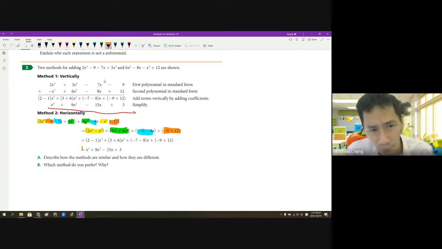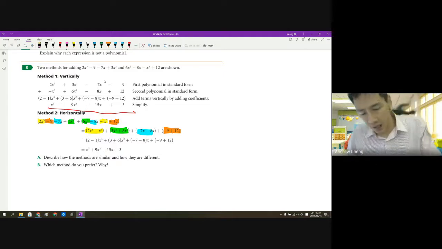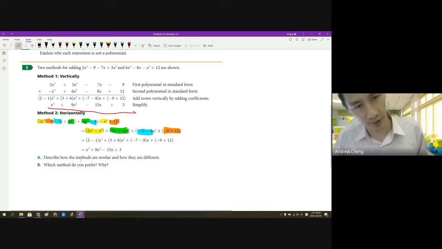All right, I think this is not too difficult for you. Just do a little more practice. This is a very basic skill for algebra, so you must be familiar with this operation, right?